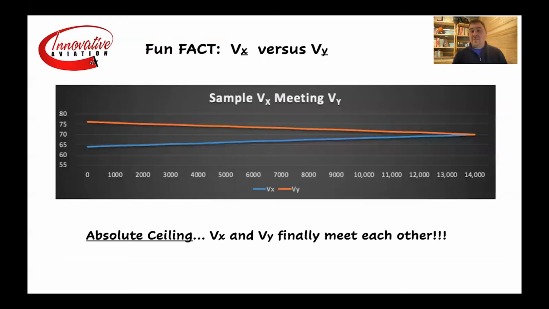Now, an interesting fun fact: Vx and Vy, though they may be separated right now, actually do meet each other. If you do a little bit of research with regard to your specific aircraft, the absolute ceiling is where Vx and Vy finally come together. So I have a sample chart here to show at what altitude these numbers begin to align and basically become equal.